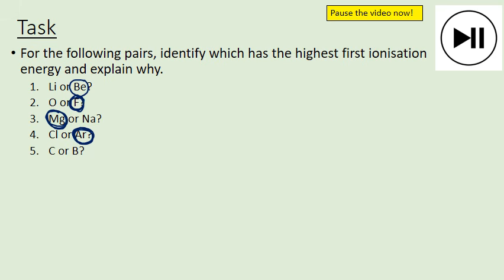Carbon or boron. Now, carbon is to the right of boron. They're in the same period, therefore they have similar shielding. Carbon has a bigger nuclear charge and a smaller radius, therefore the outer electrons are more strongly attracted to the nucleus and therefore a higher first ionization energy.